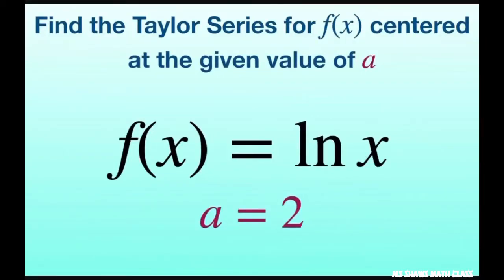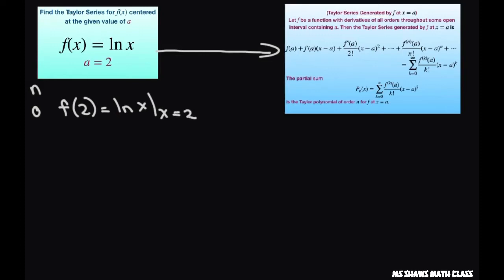Everyone, we're going to find the Taylor series for f of x equals ln of x centered at a equals 2. We're going to write it in the definition of Taylor series, and we first need to crank out some derivatives. So we're going to start with n equals 0. If we have f of 2 for ln of x, so we're evaluating at x equals 2, then that's going to equal ln of 2.